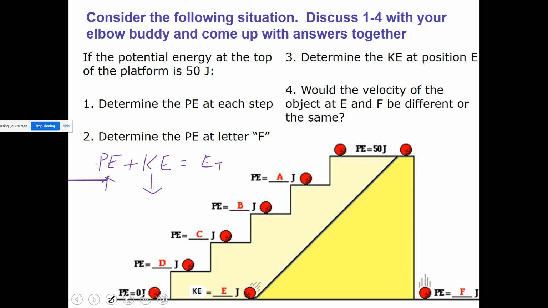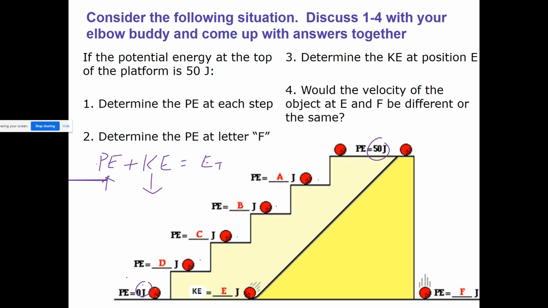Notice that there are 5 steps, and it tells us that down here there is 0 potential energy, and up here there is 50 joules of potential energy. This tells me that each step probably is worth about 10 joules of potential energy. So number 1, determine the potential energy at each step. This makes it easy. Subtract 10 and you'll get 40 for A, 30 for B, 20 for C, 10 for D, and then finally the 0 joules at the very bottom that we have for potential energy.